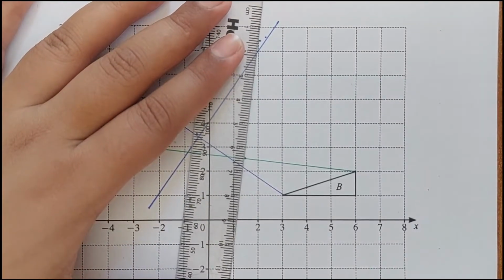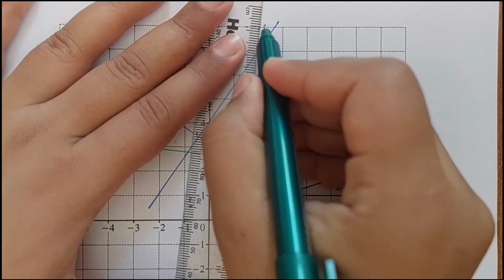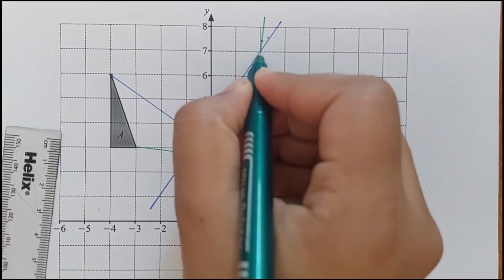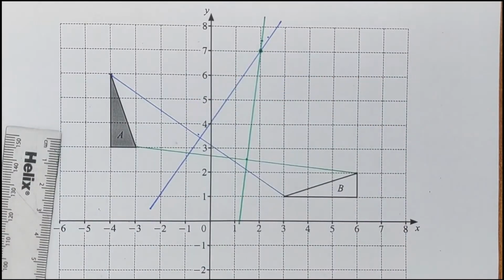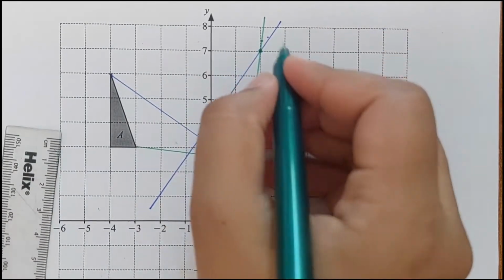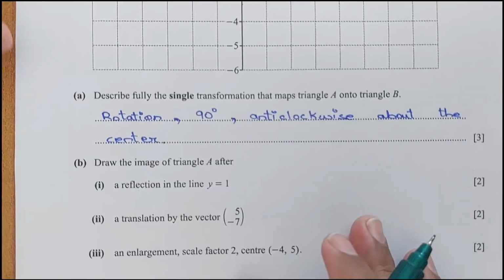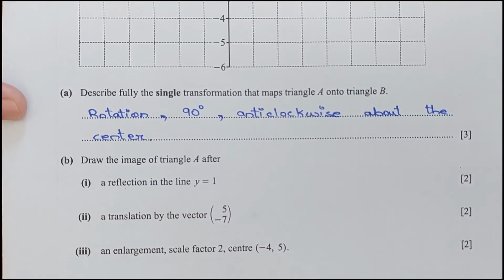Midpoint to this line we have to connect. This is the perpendicular. So as you can see, the two perpendicular bisectors intersect at the point (2, 7). That is the center of rotation. So the center of rotation is (2, 7).